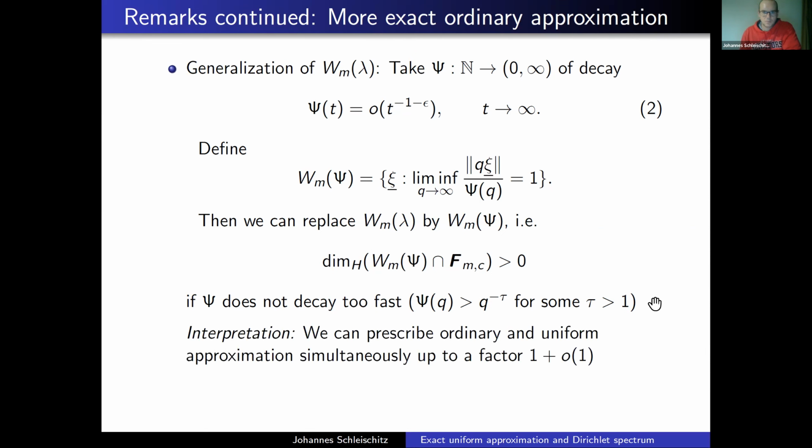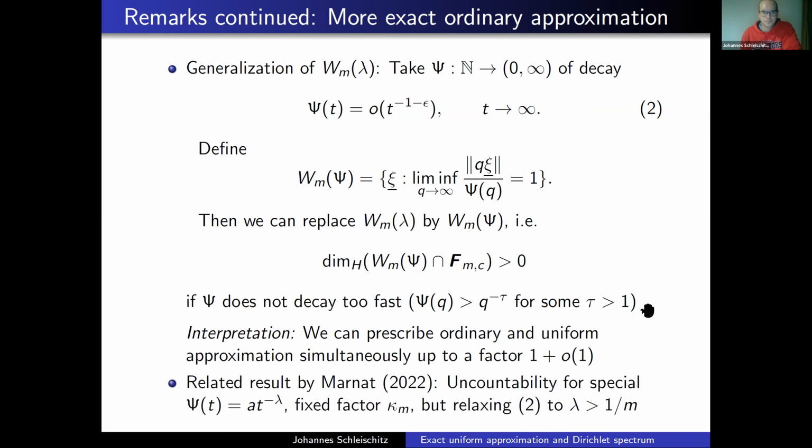Yeah, so we can prescribe uniform approximation because of this C, right? And also the ordinary approximation, so both at once, up to a factor as good as possible. Yeah. And I want to mention also some related result.